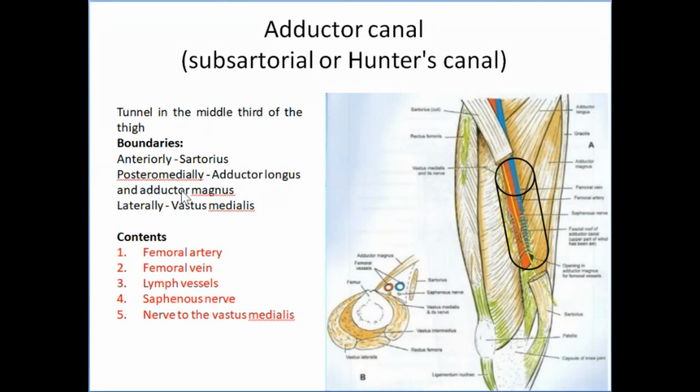So what are the contents now? You will see that the femoral nerve is not there because it has already divided in the triangle. So you have the femoral artery, the femoral vein, the lymph vessels, and some branches of the femoral nerve. What are these branches? Saphenous nerve and nerve to vastus medialis.